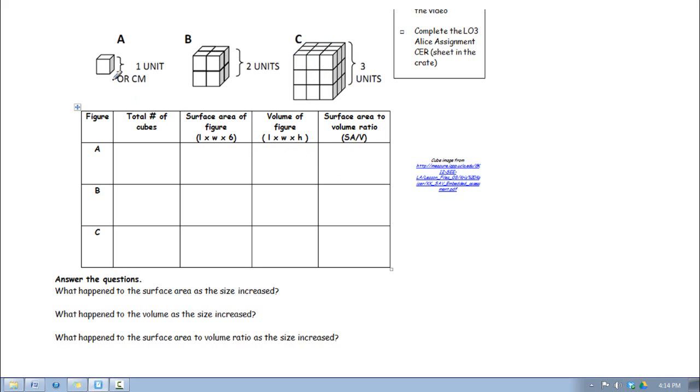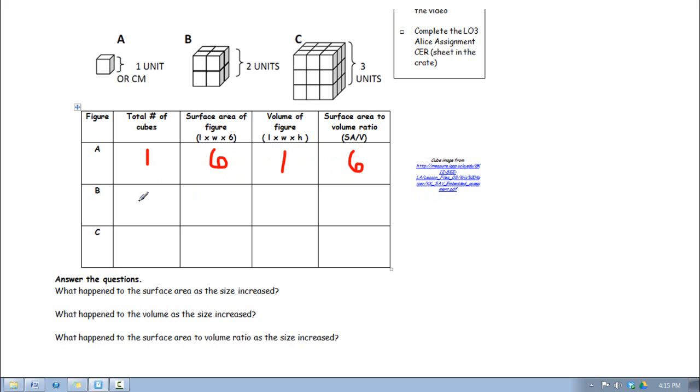So first, figure A, how many total cubes do we have? There is only 1. The surface area, you're going to take length times width times 6 because there's 6 sides to a cube. In this case it's 1 unit or 1 centimeter on each side, so we're going to take 1 times 6. 1 times 1 gives us 1, and 1 times 6 tells us the surface area is 6. The volume is length times width times height. We have 1 by 1 by 1, which is still 1. The surface area to volume ratio, you take the surface area divided by the volume, so 6 divided by 1 gives you 6.